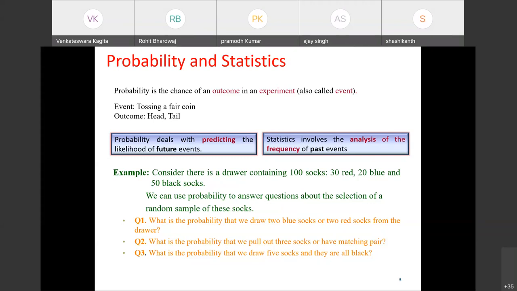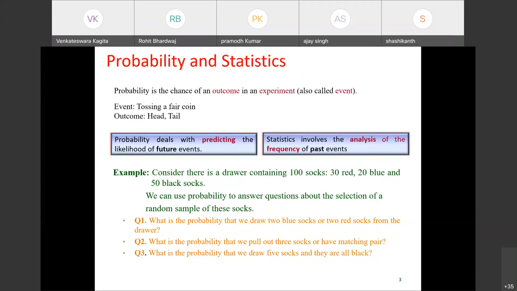What is the chance that this coin will take head, or what is the chance that the coin will take tail? If you observe, probability is dealing with predicting the likelihood of future events. What would be the probability that it will be head, or the probability that it would be tail? So it is dealing with the probability or likelihood of future events. Whereas statistics involves the analysis of past events, the analysis of the frequency of past events.